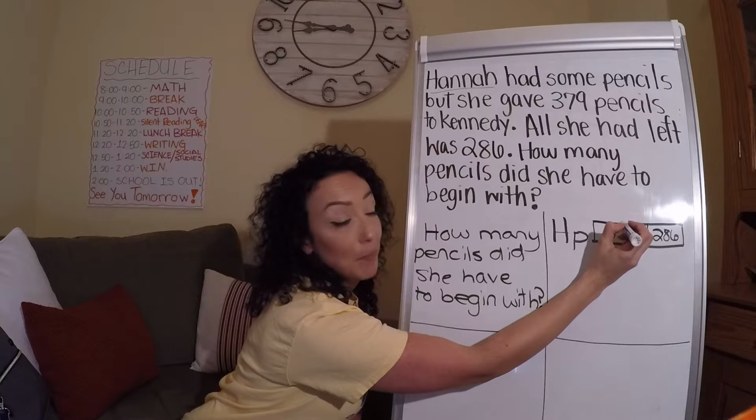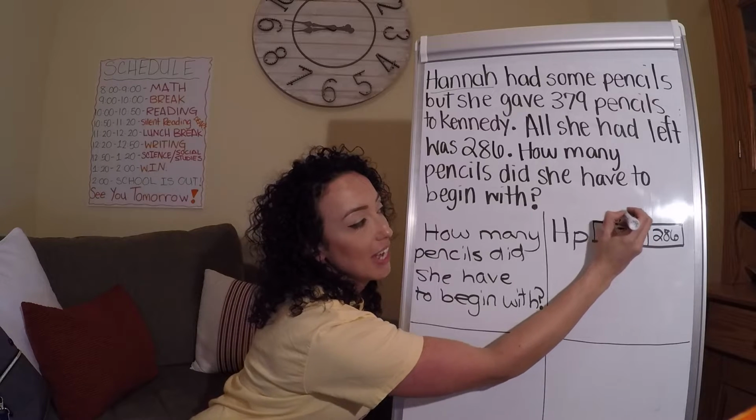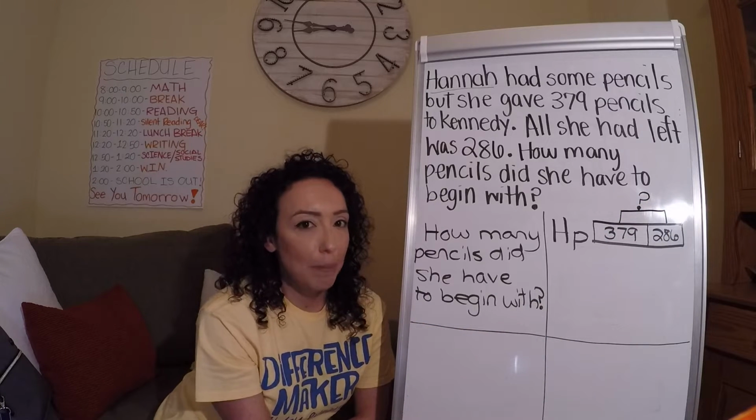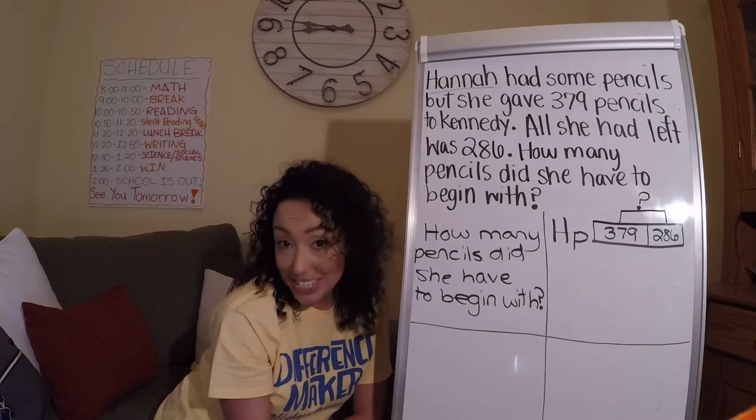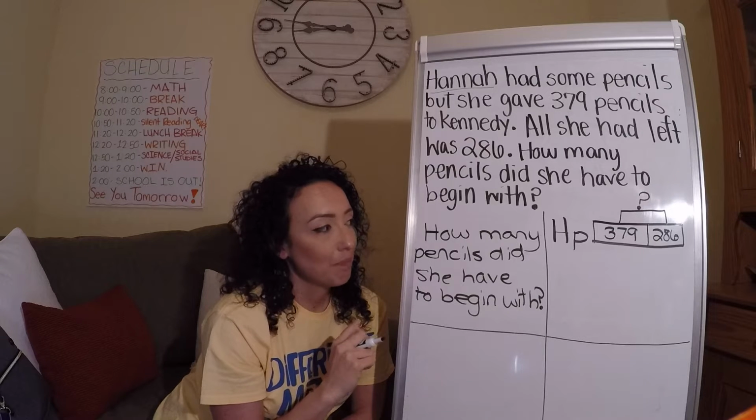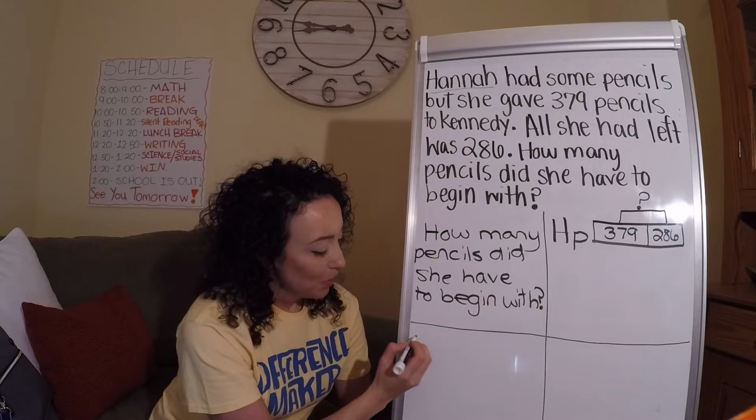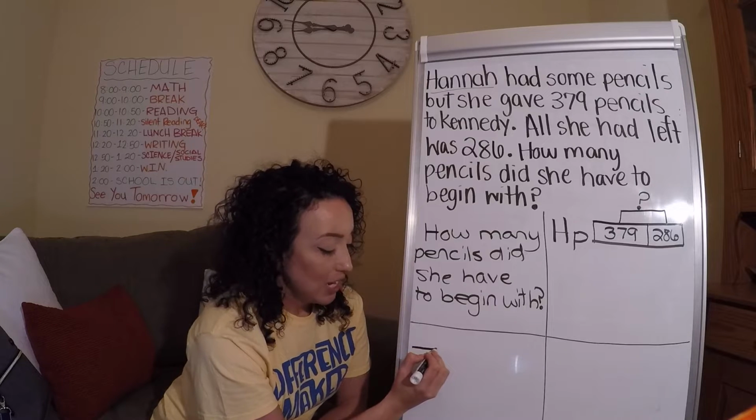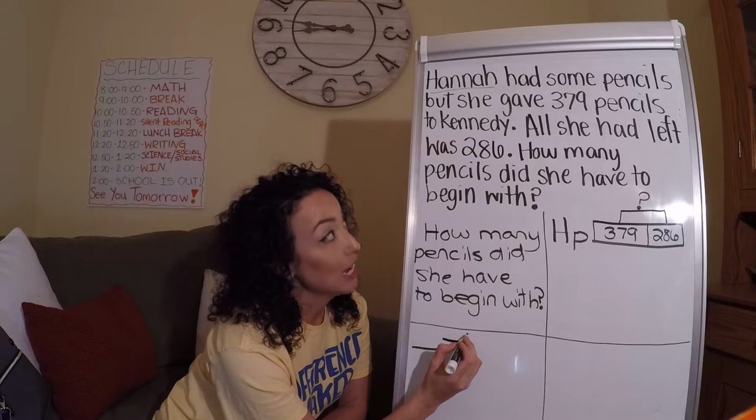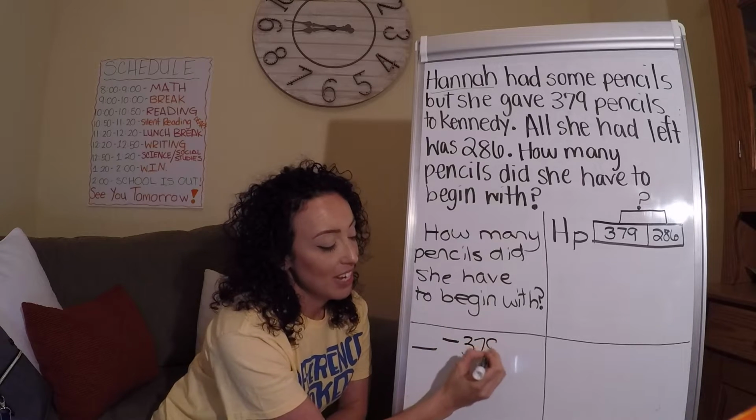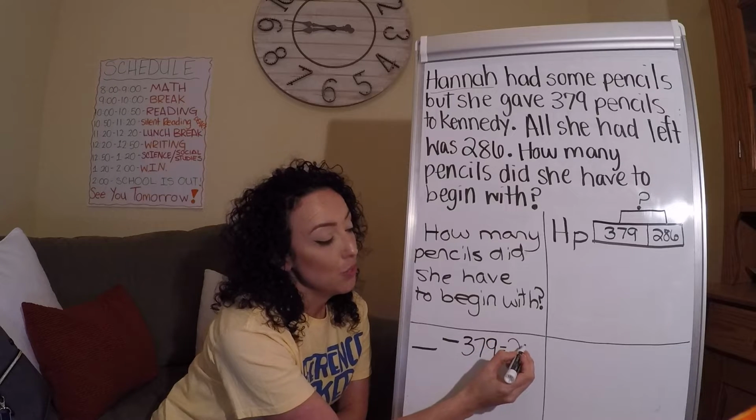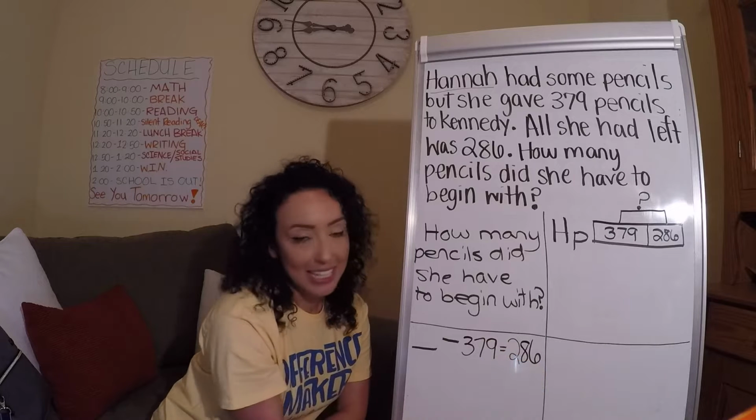So I'm ready to solve. But first, I need my bracket and my question mark. And then that'll represent to myself and to my teacher that I know that I gotta put those two numbers together to get back. So let's get started. We don't know how many she had to start out with, but I do know that she gave some, 379 to be exact, to Kennedy, which leaves me with 286, right?